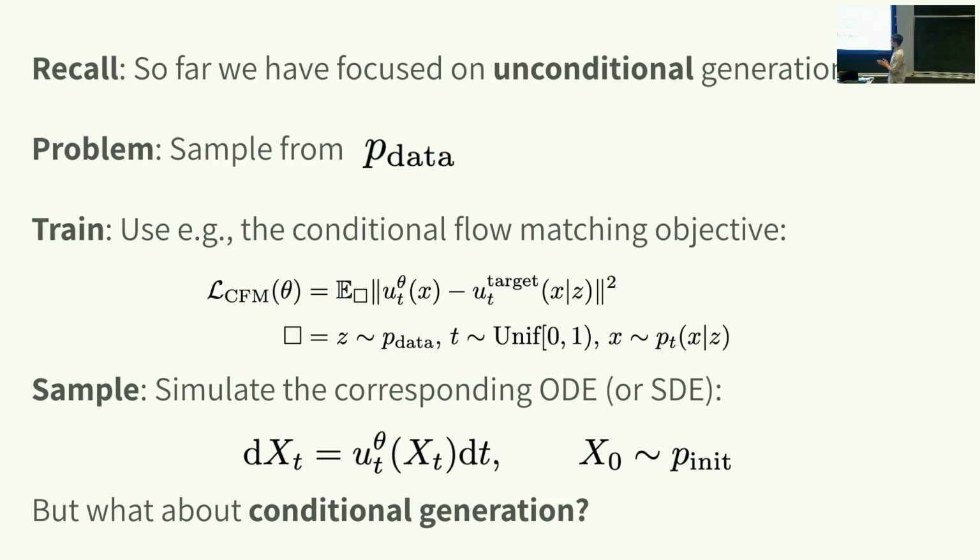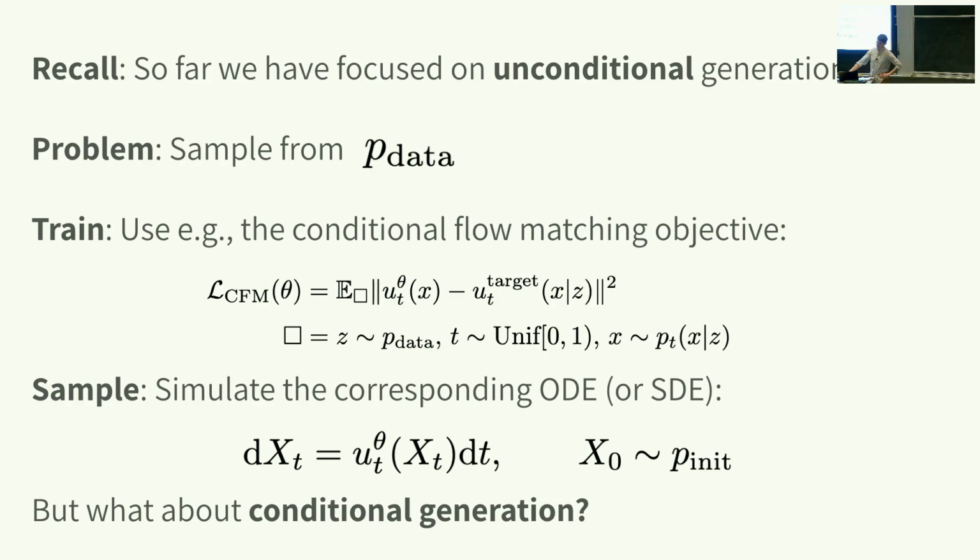Right, OK, so we can train a model ut theta using this conditional flow matching objective, and then we can sample. And again, this is what we've been talking about for the past week. We can sample by simulating the corresponding ODE. And again, if you were to train the score with denoising score matching, you would obtain an SDE as well. We simulate this from 0 to 1. And we, in theory, would obtain samples from our data distribution if our model was learned perfectly. Right, OK. But like I said, this is unconditional. And the problem that we care about is conditional generation. So what does this mean?